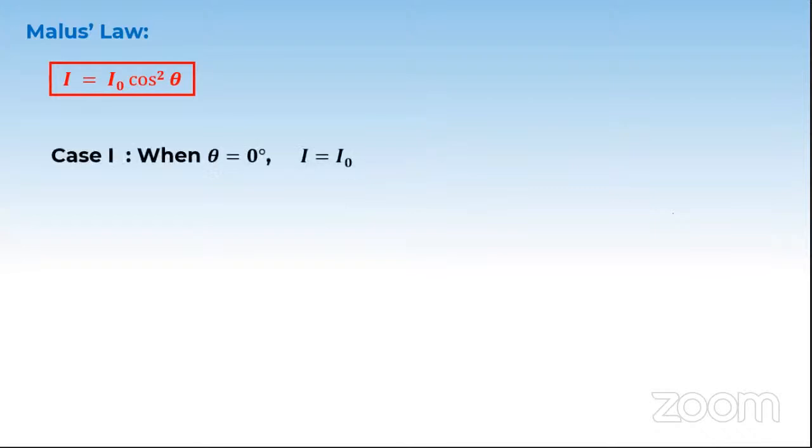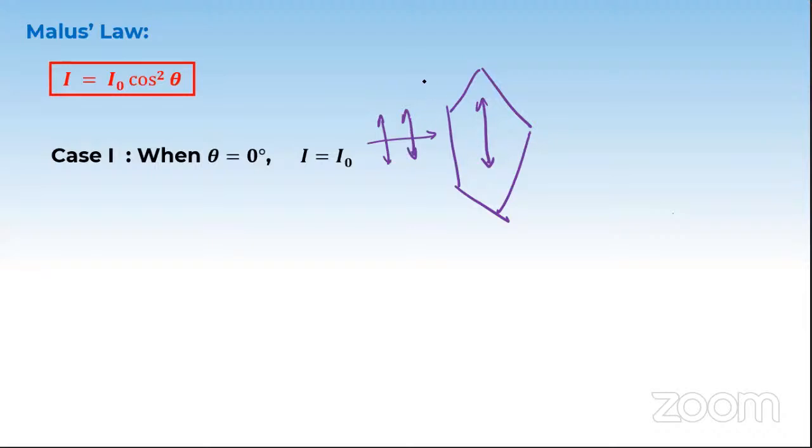Cool, right? Now let us try to verify this Malus law. So our crystal is here, and this is the polarizing axis. I'm sending light along the same axis, so the angle between these two is zero, such that they're parallel to each other. When theta is equal to zero, let me put in the formula: I is equal to I naught cos square zero.